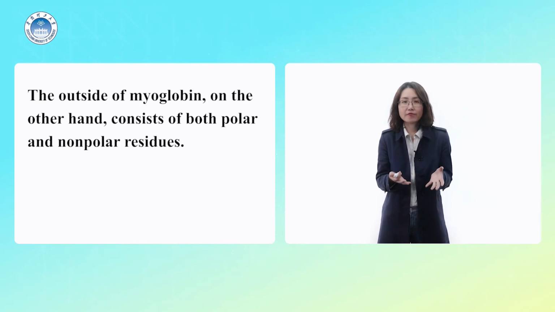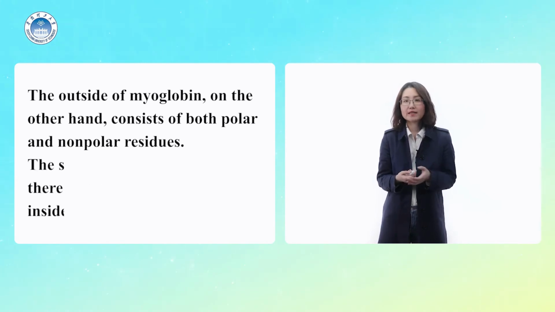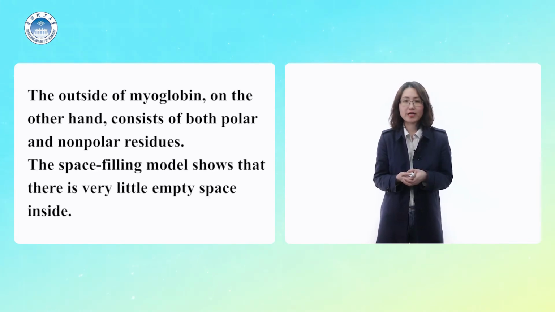The outside of myoglobin, on the other hand, consists of both polar and nonpolar residues. The space-filling model shows that there is very little empty space inside.